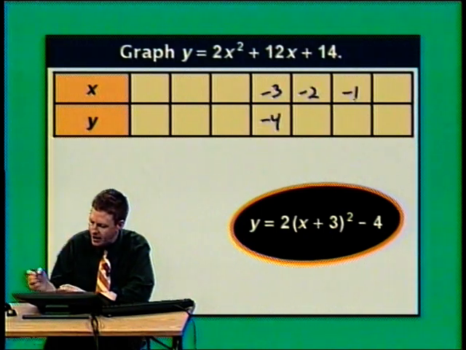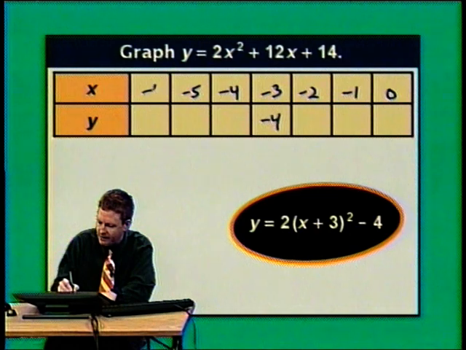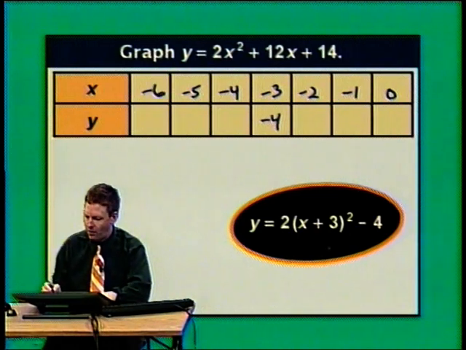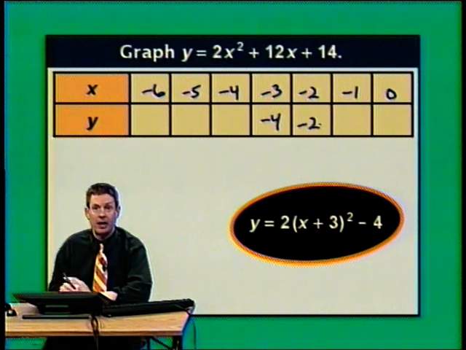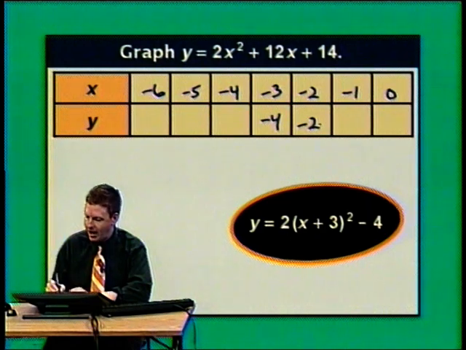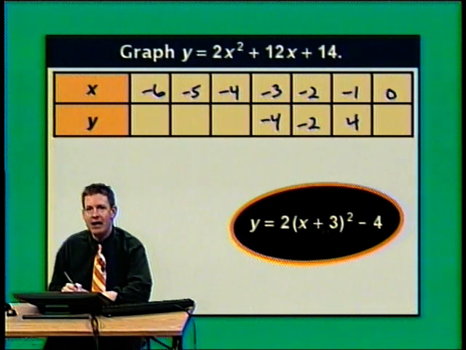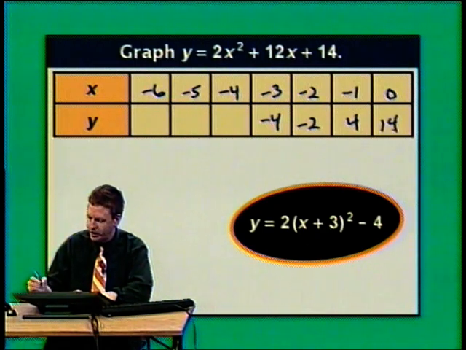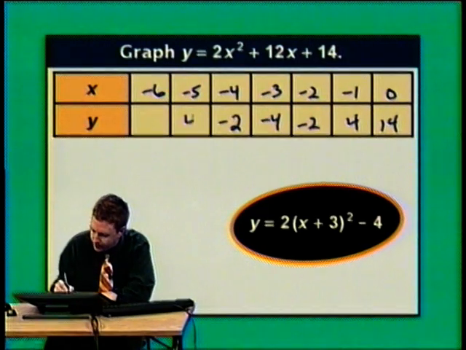So I'm also going to check x equals -2, -1, 0, and use symmetry to get the points where x is -4, -5, and -6. Replacing x with -2 in the graphing form, I'm going to have 2 times 1 minus 4, which is -2. Replacing x with -1, I'm going to have 2 times 4 minus 4, which is 4. And replacing x with 0, I'm going to have 2 times 9 minus 4, which is 14. Let's use symmetry to fill in the rest of the table.